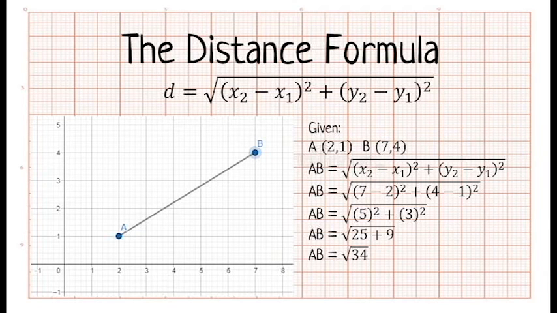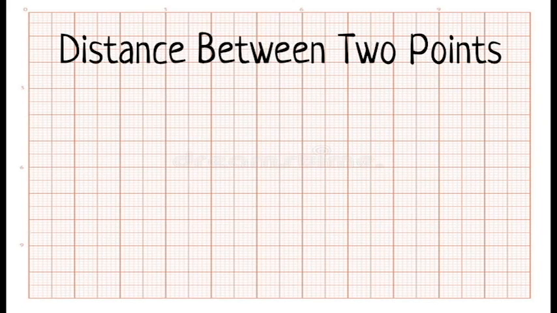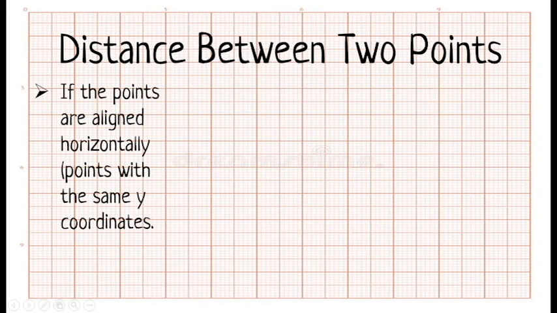34 is not a perfect square, so our answer could be just the square root of 34 itself, or using decimals, the square root of 34 is equal to 5.83. So, our final answer could be either the distance between points A and B is equal to the square root of 34, or 5.83.